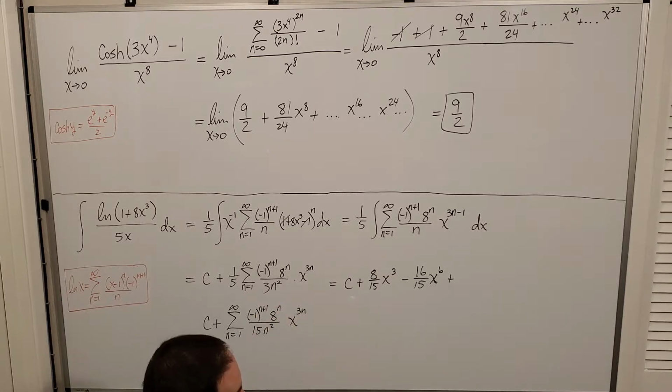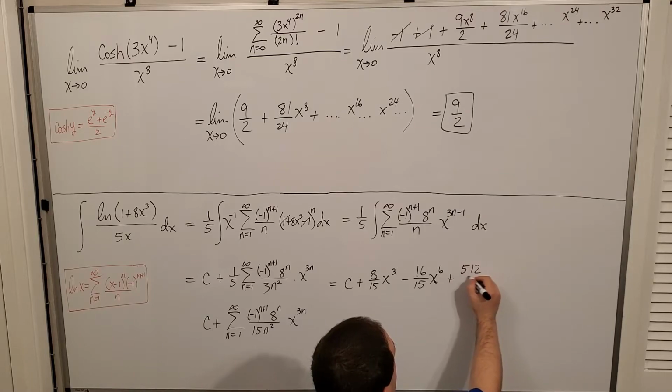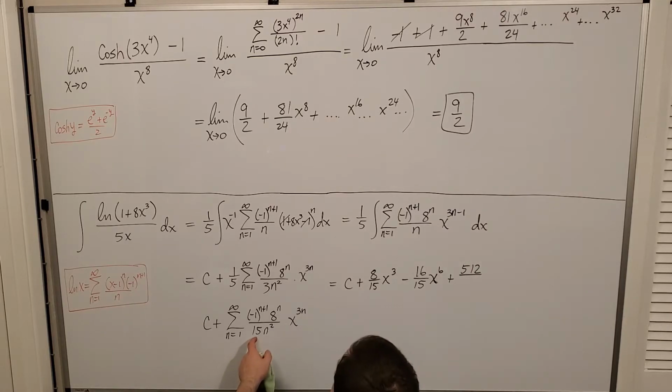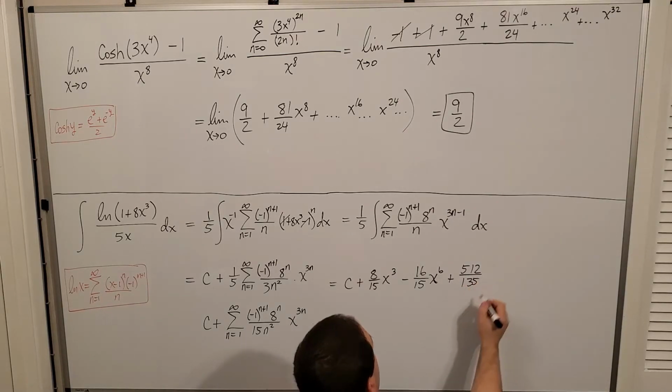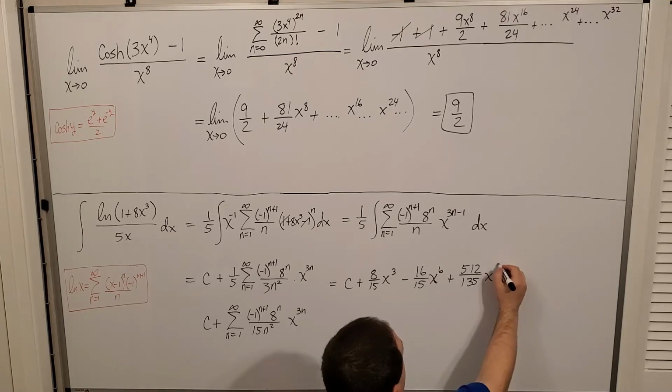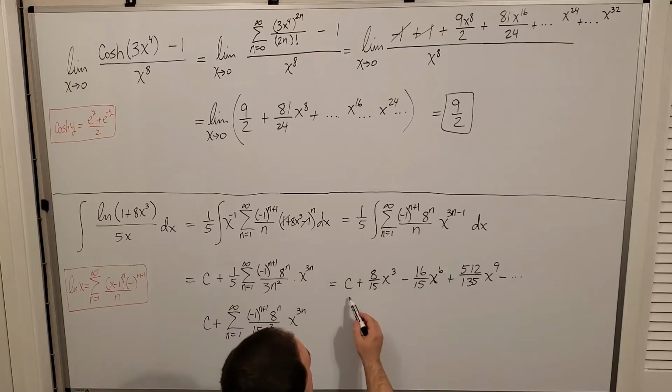8 to the 3 power is 512. And then I have 15 times 3 squared, 15 times 9, 90, and 45 is 135. And of course this would be x to the 9th minus dot, dot, dot. You get the idea.